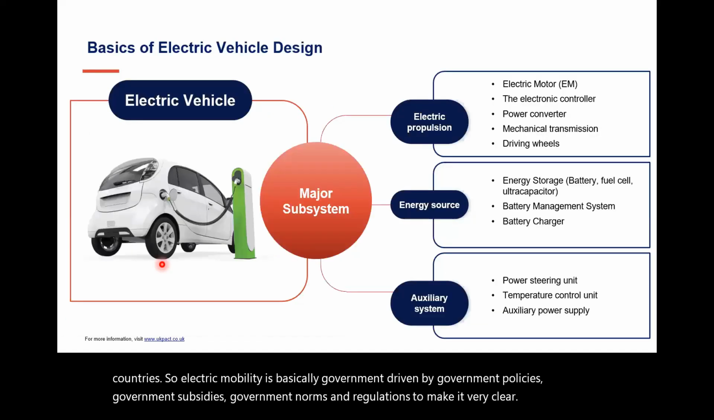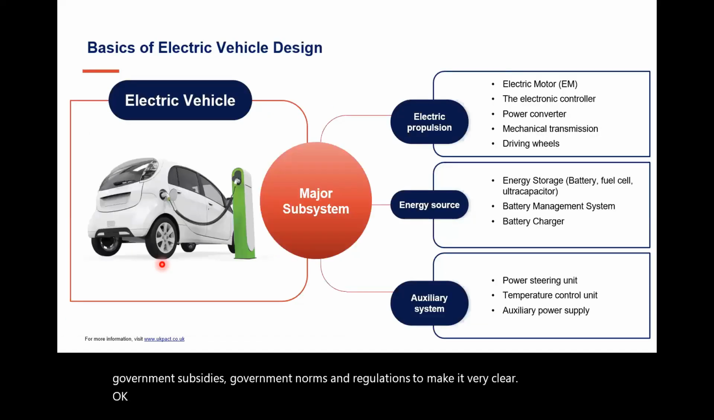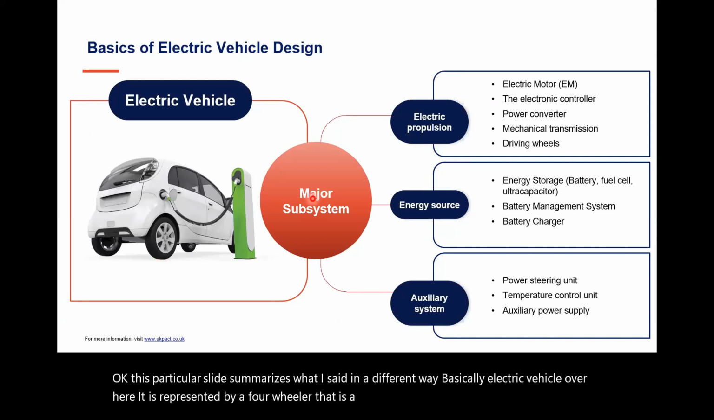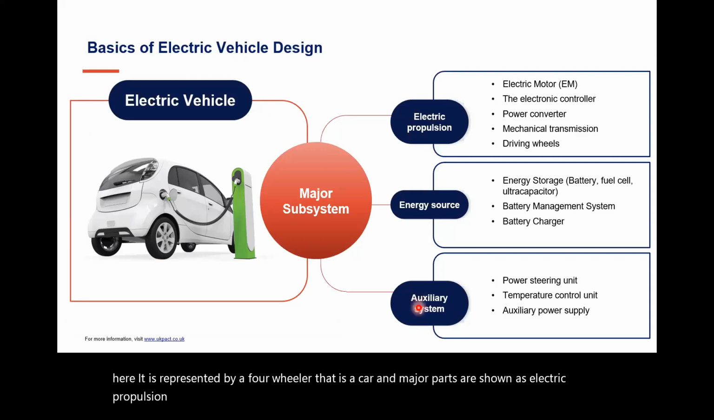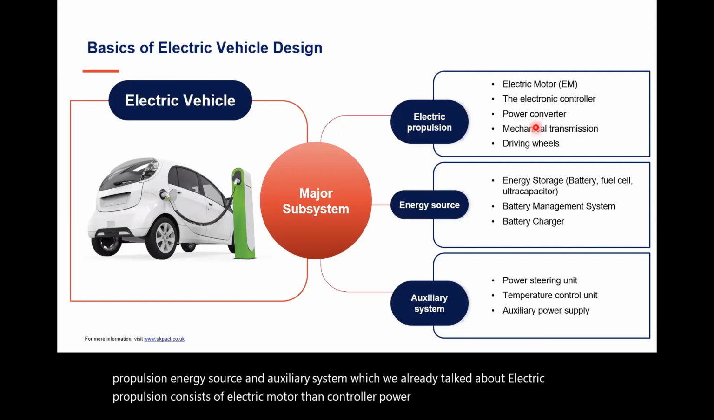Okay, this particular slide summarizes what I said in a different way. Basically, the electric vehicle over here is represented by a four-wheeler, that is a car, and major parts are shown as electric propulsion, energy source, and auxiliary system, which we already talked about. Electric propulsion consists of electric motor, then controller, power converter, mechanical transmission, and the driving wheels.